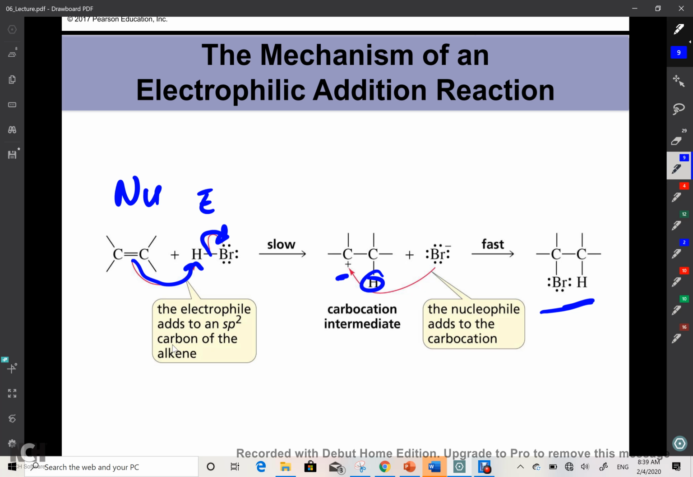Now the intermediate of this reaction is called a carbocation. It's a carbon species with a positive charge. That's what we refer to as a carbocation. Okay, that's the intermediate of the reaction.